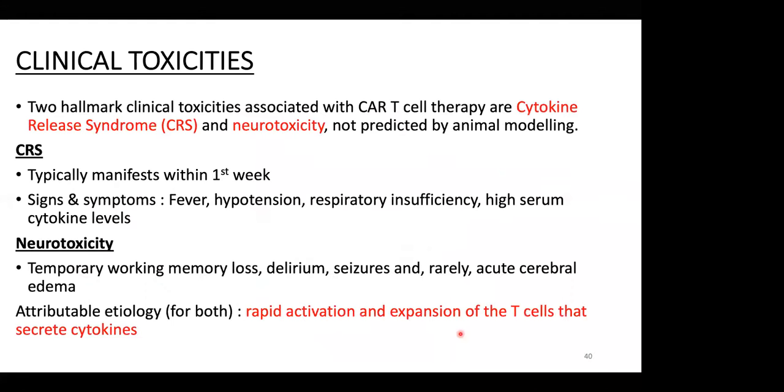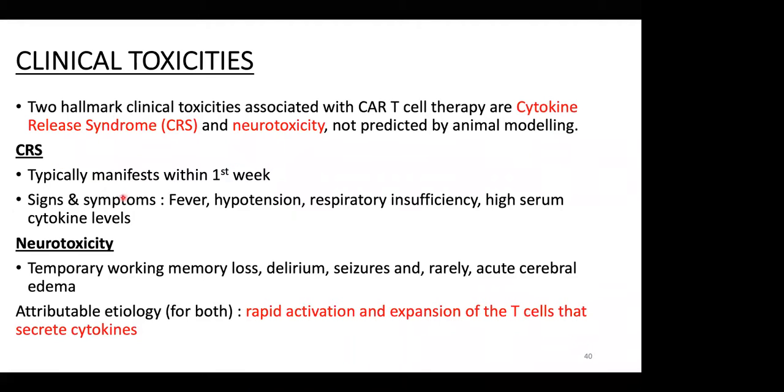The classical or the hallmark clinical toxicities associated with CAR T therapy are cytokine release syndrome as well as neurotoxicity. The strange part was that it was not predicted by animal modeling. So you begin with a preclinical, and only then you come to a phase 1 or a first-in-human trial. I will also tell you why.